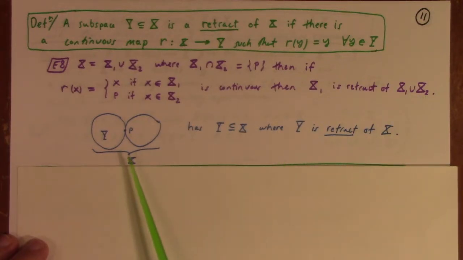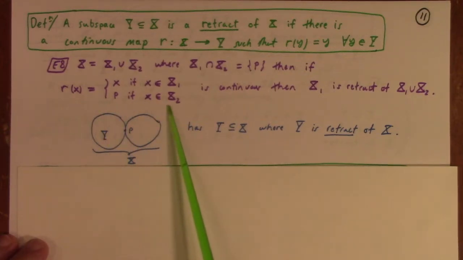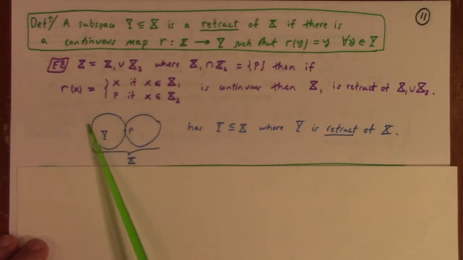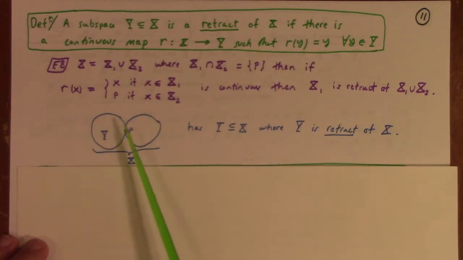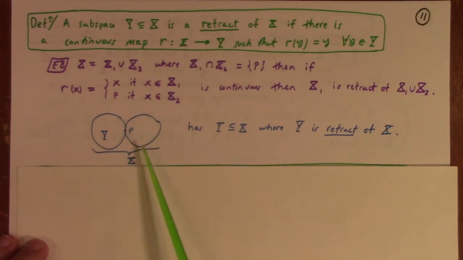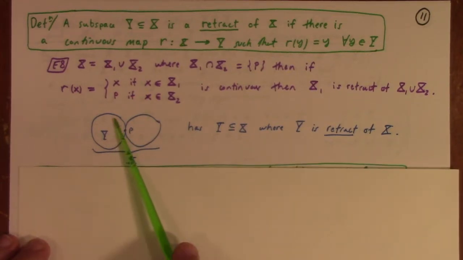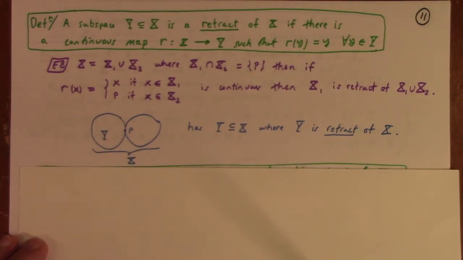Like, for example, I think in Munkres he gives this example. You've got two circles, they're glued together at a point. If you define the function like I have up here, r of x, then you can look at one of the circles as a retract of both of them. So the idea of a retract is like shrinking things down in that way, shrinking things down in such a way that you're not modifying the one thing, right? Like the thing you're retracting, the retract stays put, doesn't it? It doesn't shift around, does it?